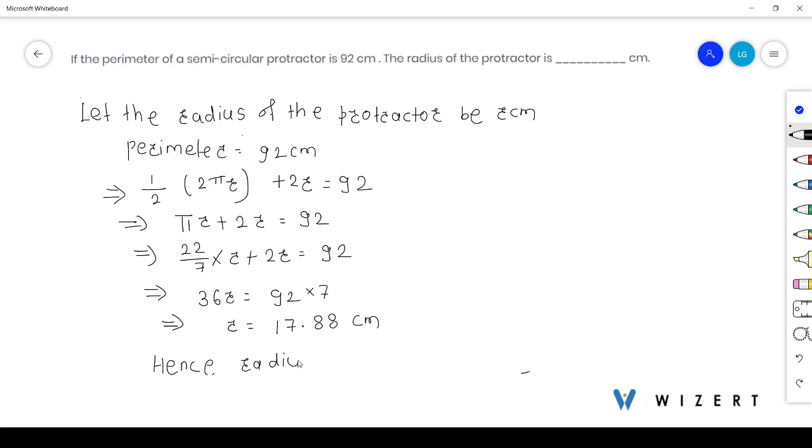Hence the radius of the protractor is 17.88 centimeters.